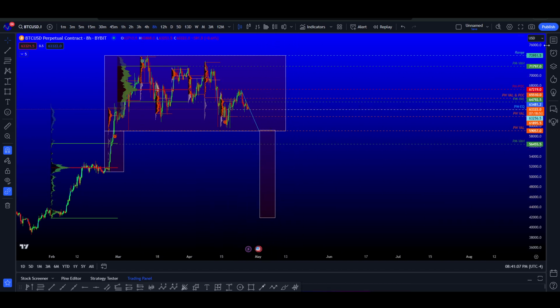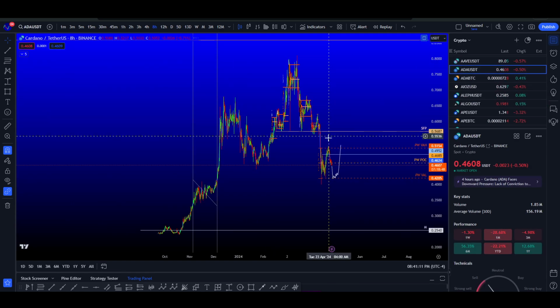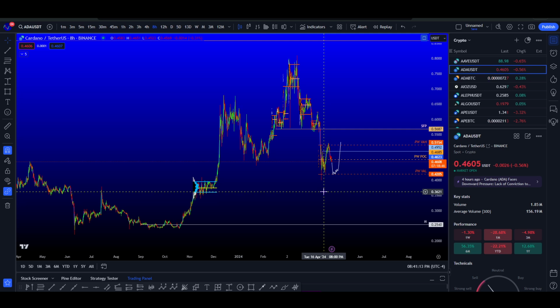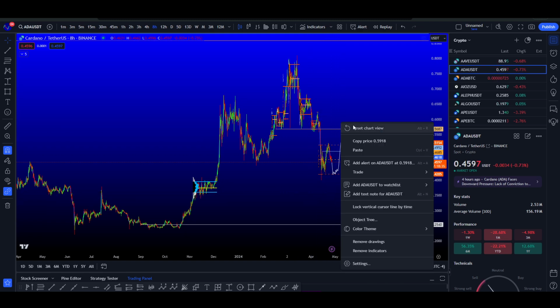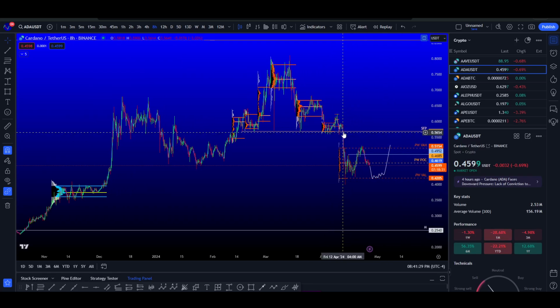And if that happens, then you better believe that Cardano will most likely test 36 cents. I don't really see it going back down to 25 cents. That seems a little too far down. I do believe that we can see 36 cents in the near future if Bitcoin manages to do that, right? Almost similar to what happened here.